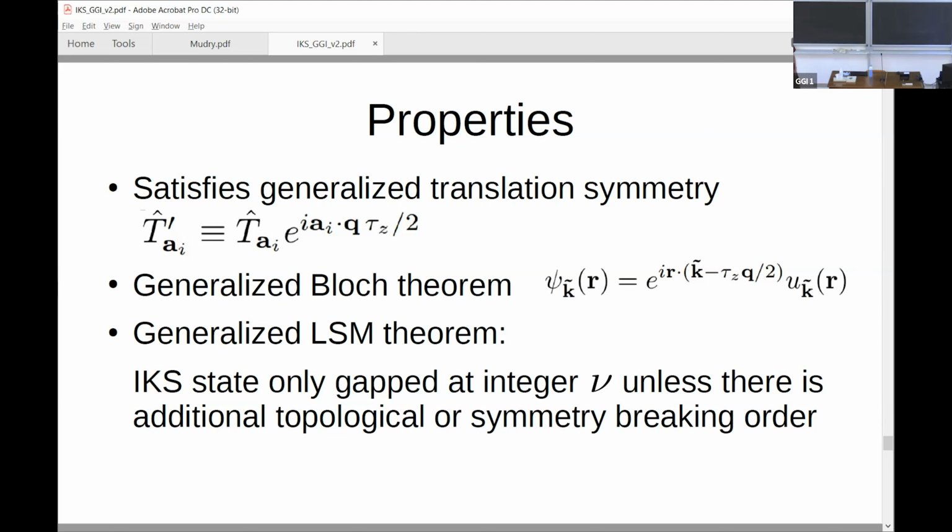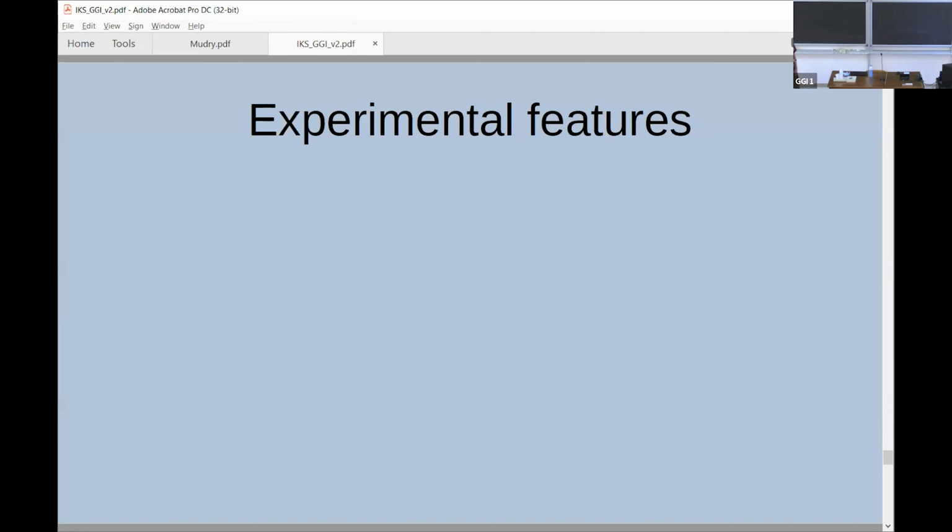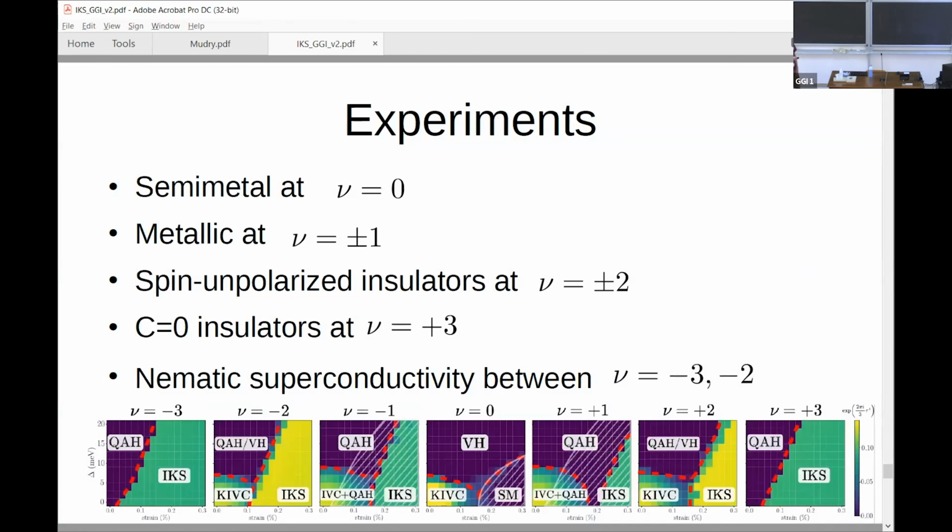And so indeed, if we look at some non-integer fillings, we find gapless states and no gapped IKS order. And so finally, let me just briefly mention how the state is consistent with all of the experimental observations. In our Hartree-Fock calculation, we find a semi-metal at mu = 0 that's been observed in experiments. We find metallic states at ±1. I didn't mention it before.